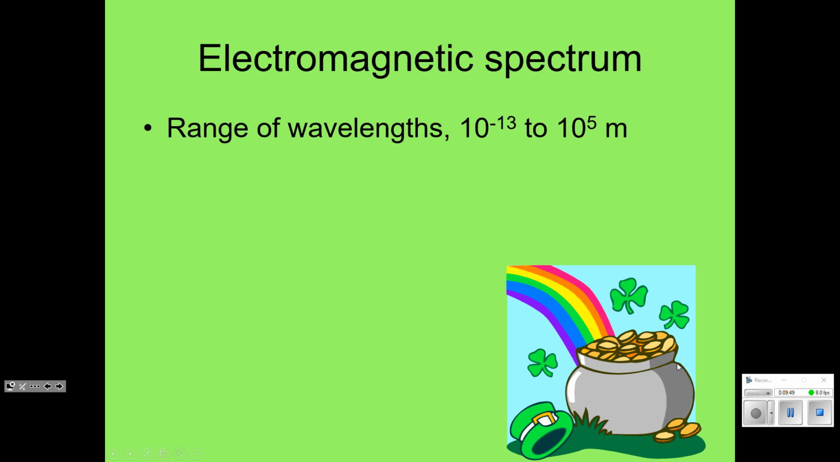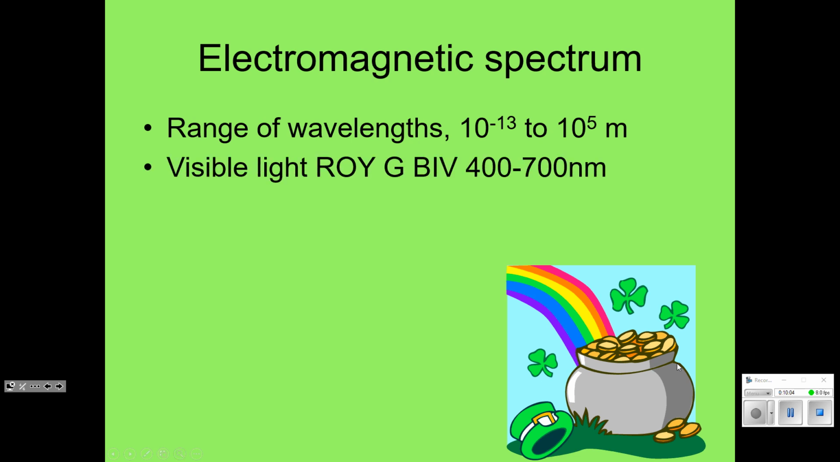Some waves of light are really, really short. 10 to the negative 13th is ridiculously small. Based upon the length of the wave, we get different forms of light. For example, you are aware of the rainbow, Roy G. Biv: red, orange, yellow, green, blue, whatever indigo is, and violet.